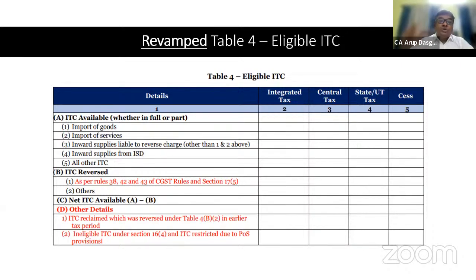But when I show it in permanent reversal, I need to keep the reconciliation properly, because tomorrow one reconciliation item will come that as per ICEGATE, your ITC available is this, but you have availed this much in imports. So where is the excess? That excess should match with your permanent reversals.